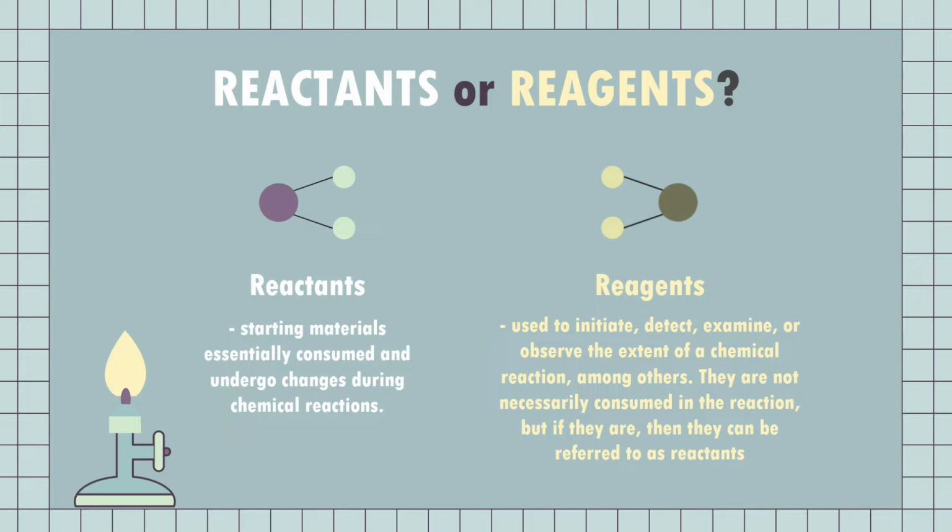However, it is important to note that there is a minute distinction between these two. Reactants are starting materials essentially consumed and undergo changes during chemical reactions. Reagents, on the other hand, are substances or compounds used to initiate, detect, examine, or observe the extent of a chemical reaction, among others. They aren't necessarily consumed in the reaction, but if they are, then they can be referred to as reactants. With that in mind, in today's topic, since reagents are consumed in the reaction, they will be referred to as reactants and vice versa.